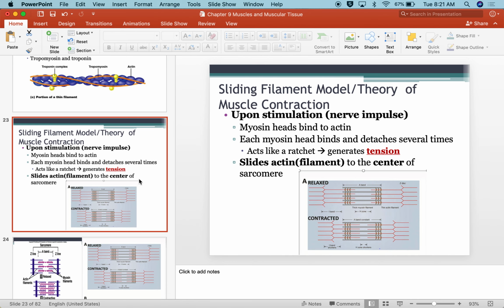So the way muscles contract is called the sliding filament model or theory of muscle contraction. Once a muscle is stimulated by a nerve impulse, that causes those myosin binding sites to be exposed, so the myosin heads can reach out and bind to actin. Each myosin head binds and detaches several times. It's kind of like a ratchet that generates tension, like when you're tightening something down to the roof of your car. It's going to slide the actin filaments every time that head reaches out, grab the actin, and bring it in.